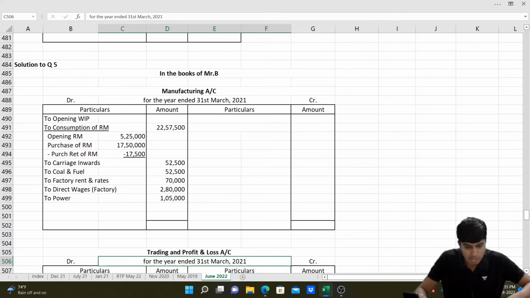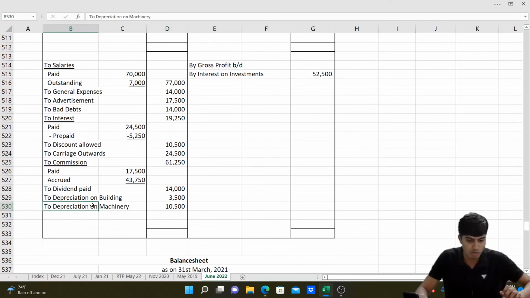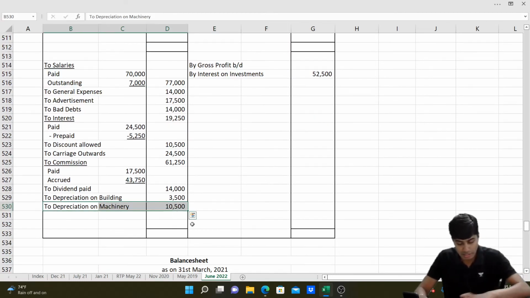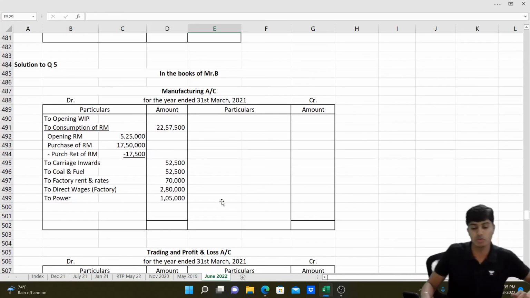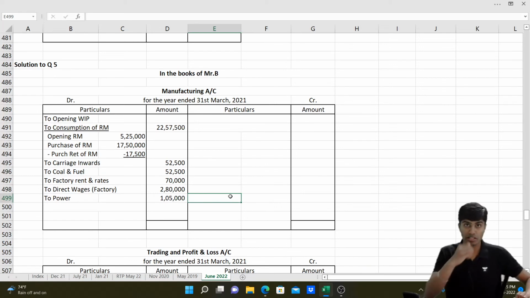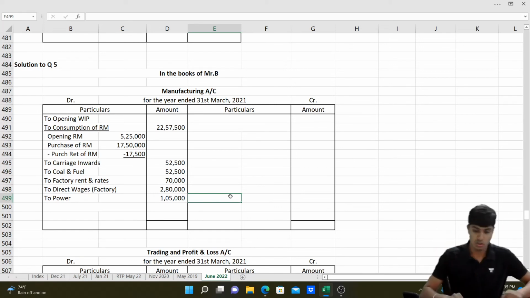But before I go ahead, one small realization. This depreciation on machinery, whatever we wrote, instead of writing it here in our P&L account, we can write it in manufacturing account because machinery is used in manufacturing. The depreciation on that will be direct expense in production. So I'll write it in here.